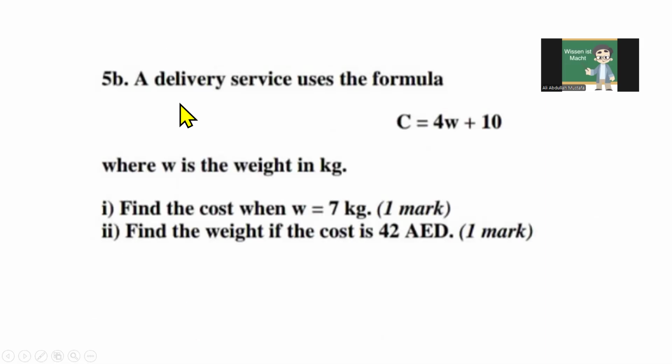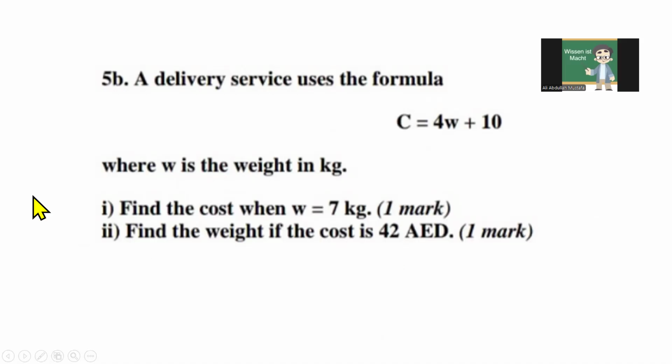This is the same here, but this time we don't speak about hours, we speak about W. What is W? Before you solve anything like this, you have to understand what these are for. C is for cost, تكلفة. W stands for what? Weight in kilograms. So this is the weight in kilograms. Okay. Find the cost when the weight is 7 kilograms. So you put 7 instead of W here. So it's going to be C = 4 times 7 plus 10. And second, find the weight if the cost is 42.